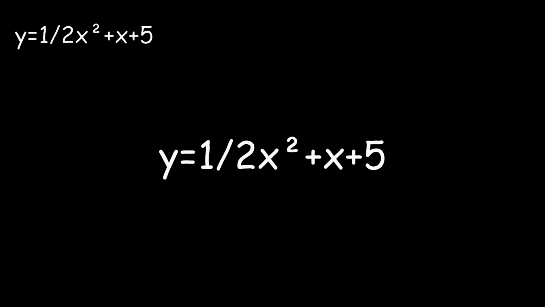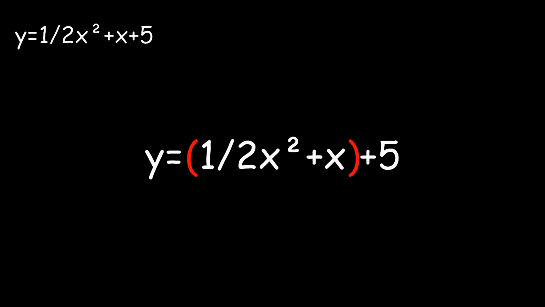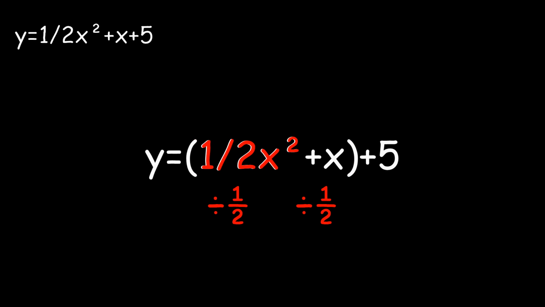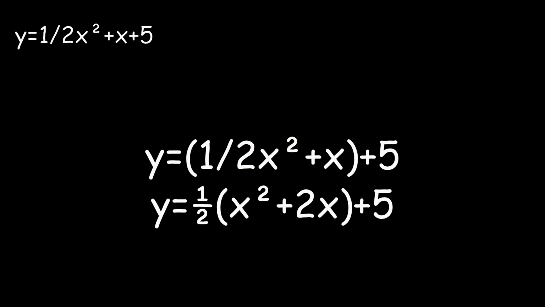Now, we can start looking for the vertex form. To start off, we have to complete the square. Same thing, isolate the x terms, put them in a parenthesis, leaving the constant behind. So parenthesis 1/2 x squared plus x, close parenthesis, plus 5. Since x squared has a numerical coefficient that is not equal to 1, we factor out 1/2 from the terms inside the parenthesis. So we end up with 1/2 times x squared plus 2x.